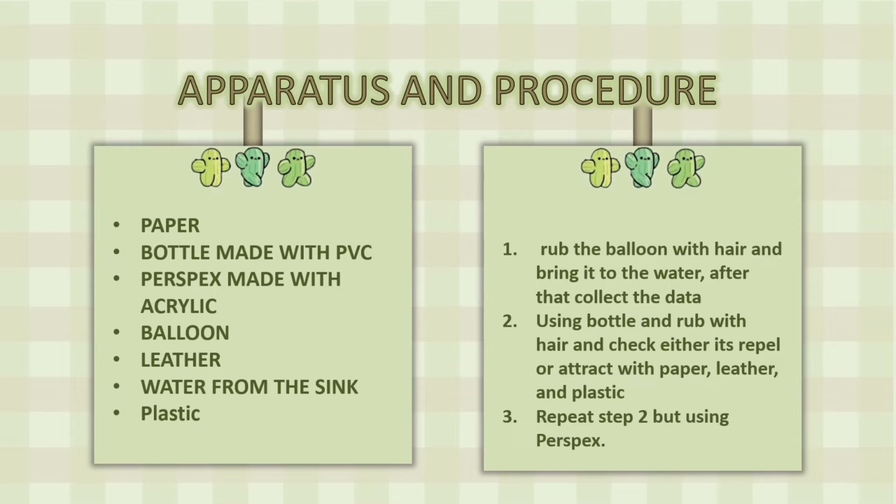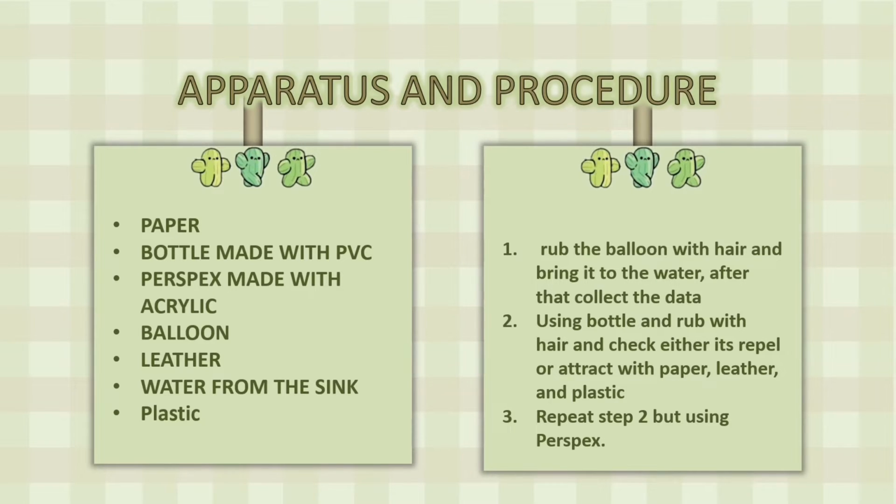The procedure that we need to do in this experiment is, first, the material that we use, the balloon. We rub the balloon with hair to charge it and bring it to the water. After that, we see if it attracts or repels with water. Then we collect the data.